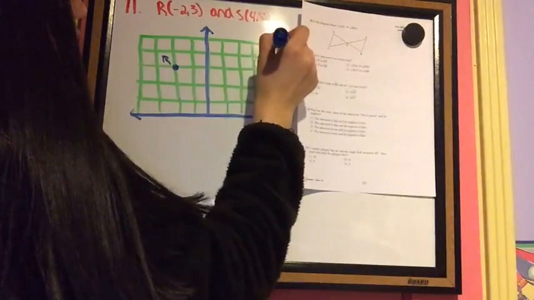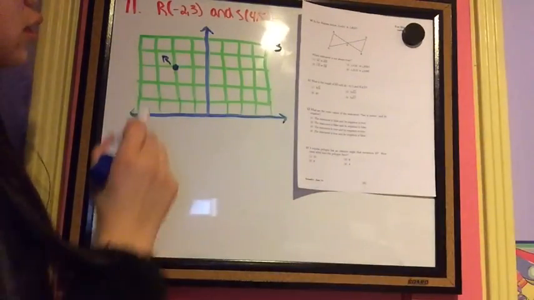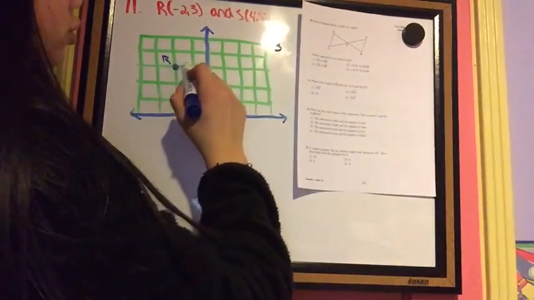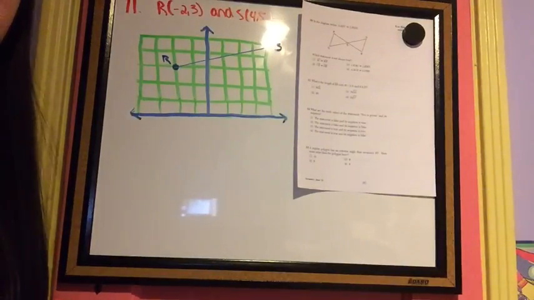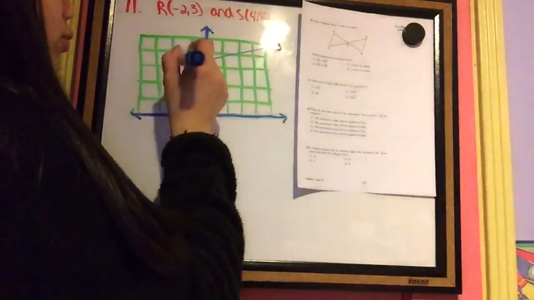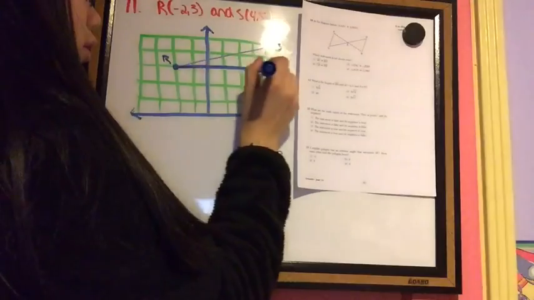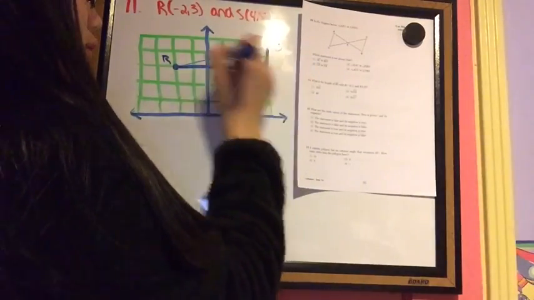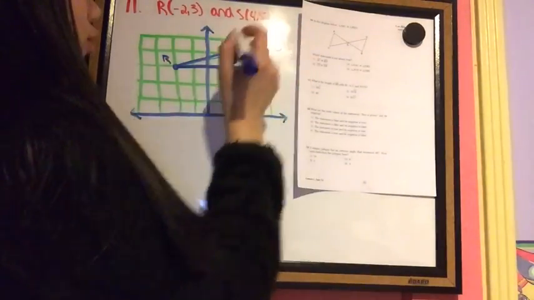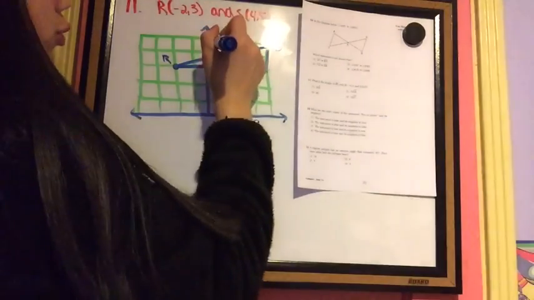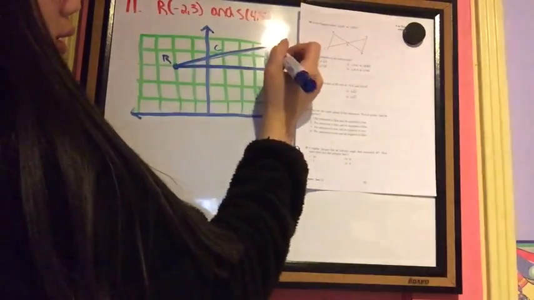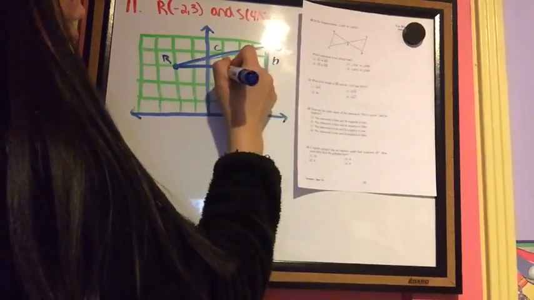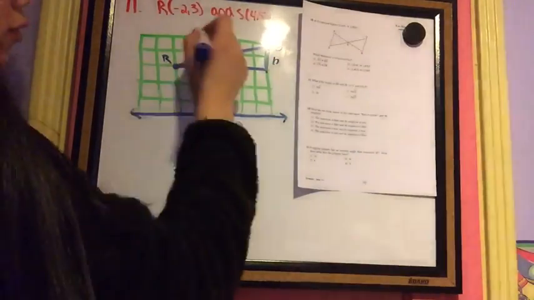Which is up here. So this is your point, and you're trying to find the distance in between. Now, you can think of this as a right triangle. And this right here would be the hypotenuse, which would be C. And then you can name this one B and this one A. So now you want to find C.